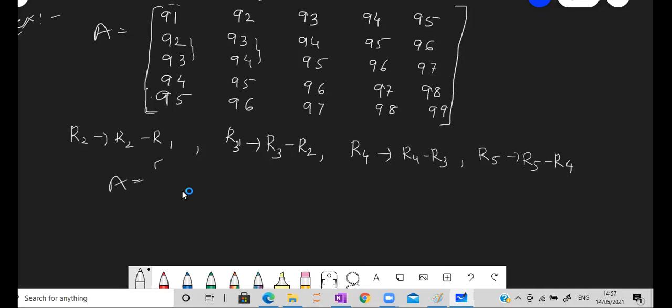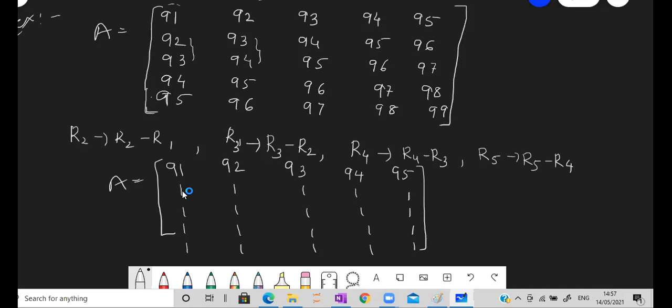Now tell me which row has to be written as it is. First one. Tell me the remaining elements. Isn't it all elements are 1? Do check. How many rows do I have to write like this? Isn't it 4 rows I have to write? R2, R3, R4, R5.